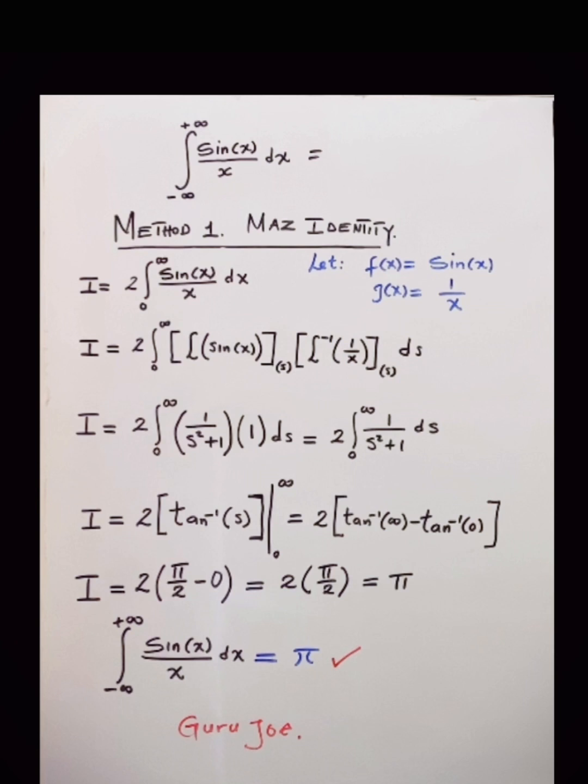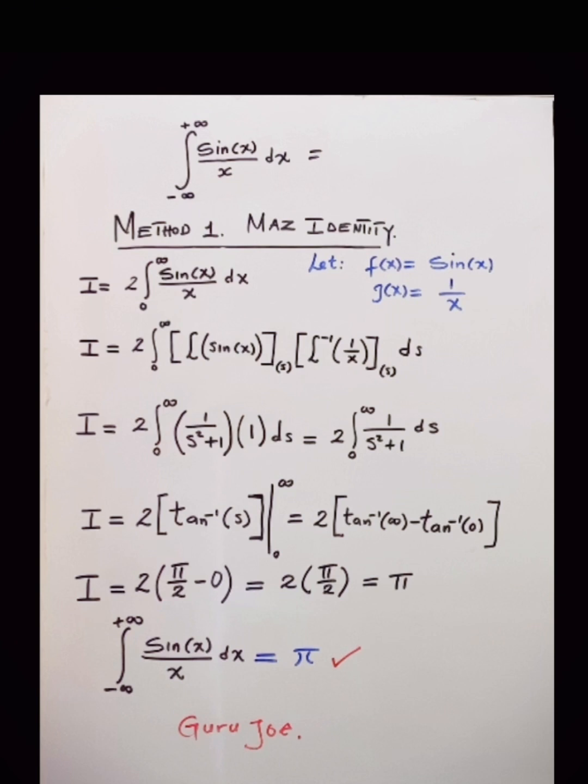It means that we have to plug in the upper bound first, which is infinity, and then minus the lower bound, which is 0. So the tangent inverse of infinity is just pi over 2, minus the tangent inverse of 0, which is 0. So we just have 2 times pi over 2 minus 0. Pi over 2 minus 0 is just pi over 2. 2 times pi over 2 is just equal to pi. So our integral from minus infinity to positive infinity of sine of x over x dx is equal to pi.